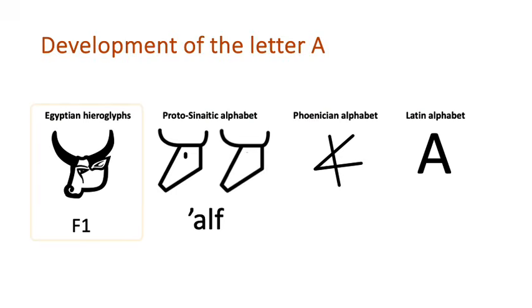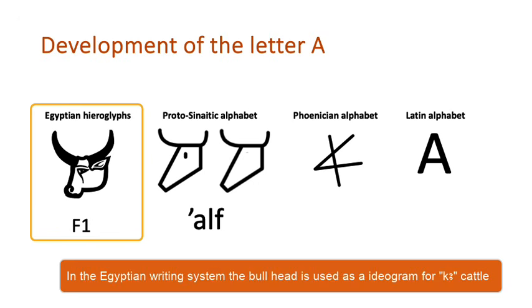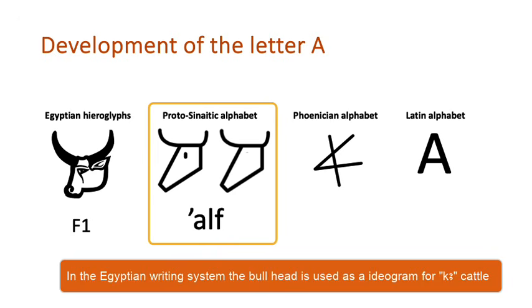The Semitic workers adopted hieroglyphs that suited them, like the bull head. In the Egyptian writing system, the bull head is used as an ideogram for cattle, which is in the ancient Egyptian language Ka. The Semitic workers took this symbol and used it in a totally different way. In the Semitic language, the word for bull is Alf. The bull head stood for the first sound of the word Alf, namely the A.